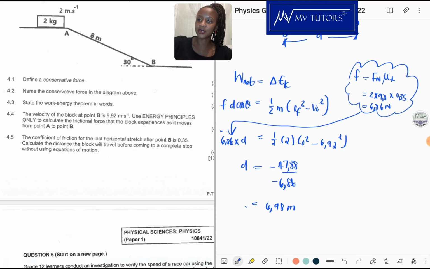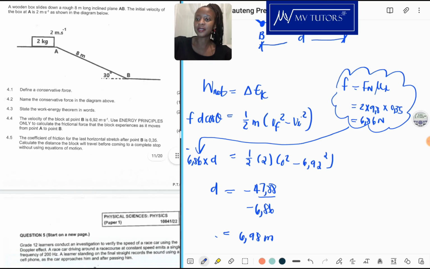Let me just actually do this so that I have space for myself. Oh, that didn't really help. Yeah, but basically have a negative there, and then you calculate your distance, and that is it. That is it for question 4, guys.